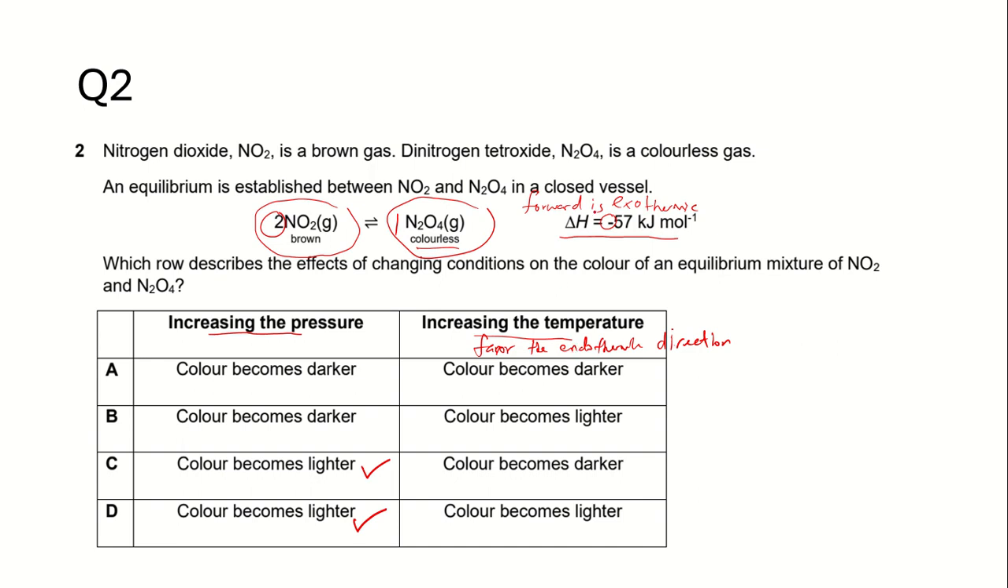So forward is exothermic, backward, the reverse reaction, is endothermic. So that means this one will favor the backward reaction. Equilibrium shifts to the left hand side, color will become darker. So again, C is the answer for question 2.